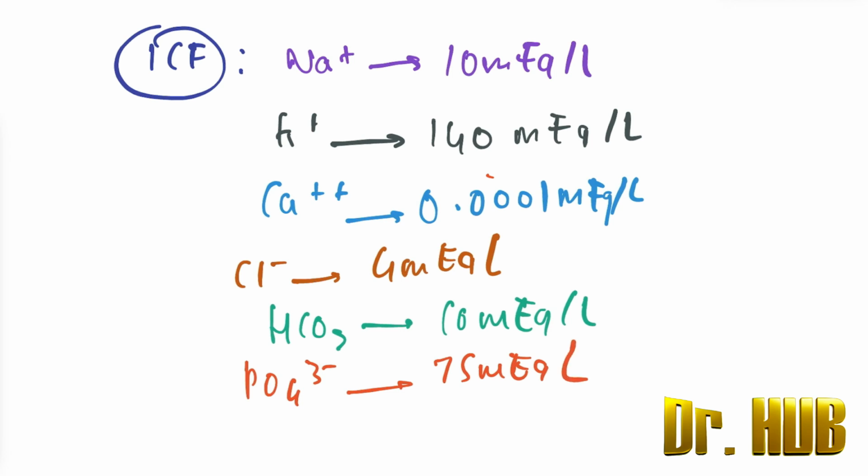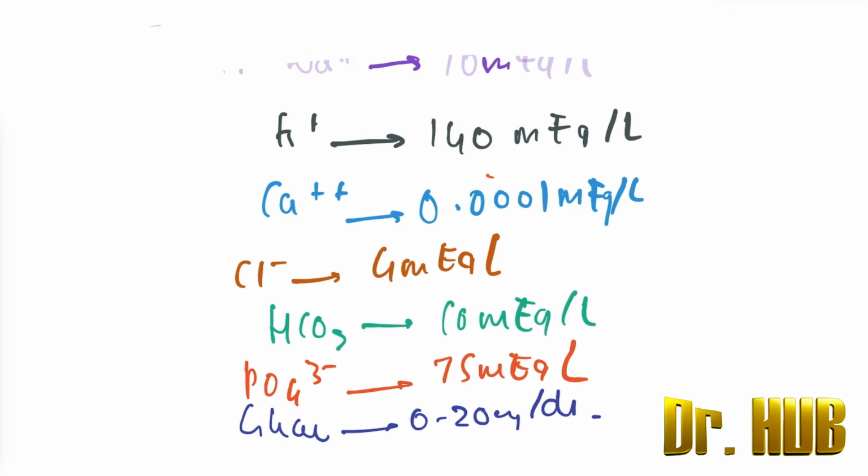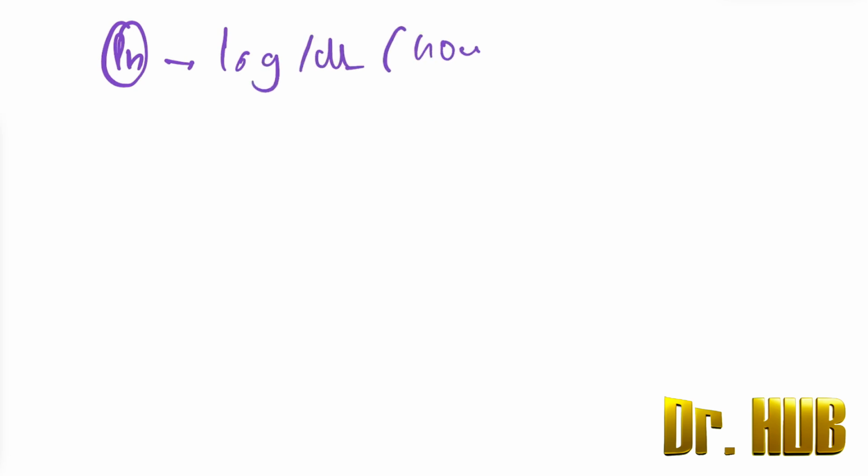And then there is glucose as well. This glucose is 0 to 20 mg per dL. Then comes the proteins. So what about proteins? The proteins are 16 gram per dL, that is about 40 mEq per liter.